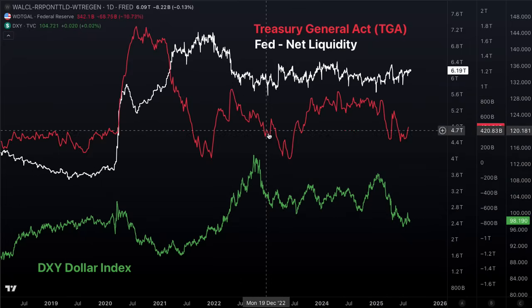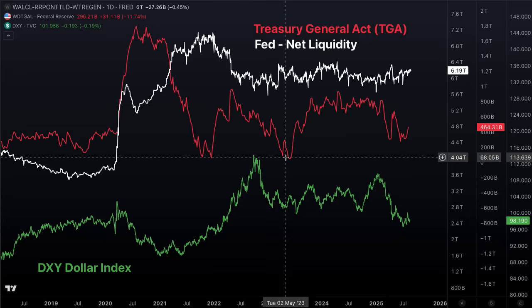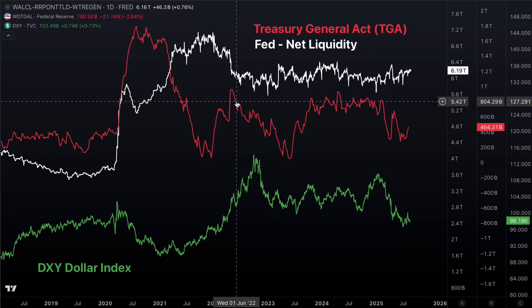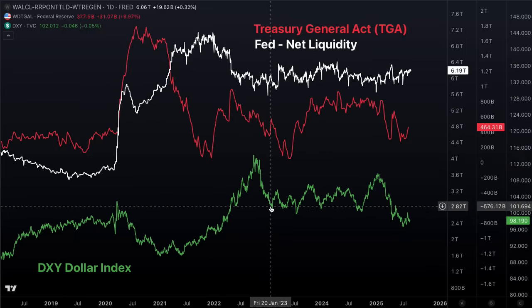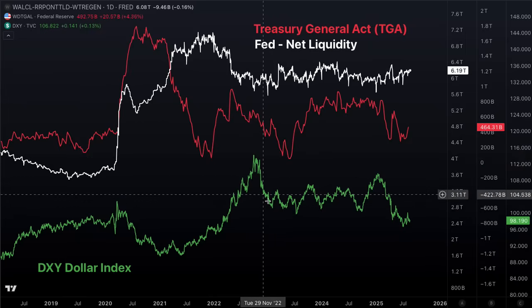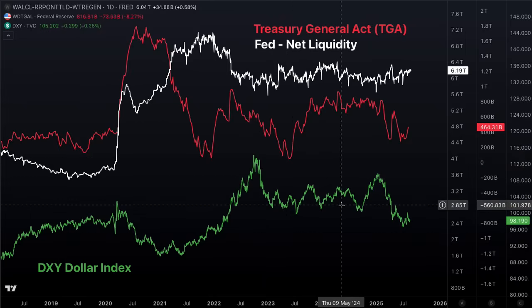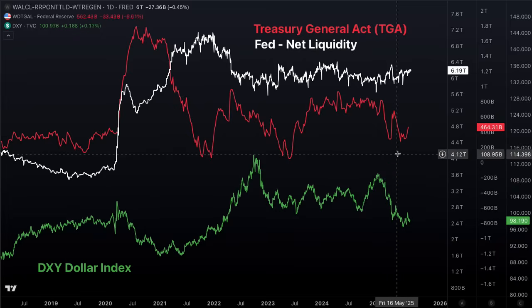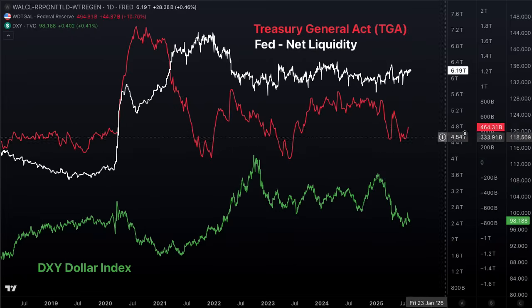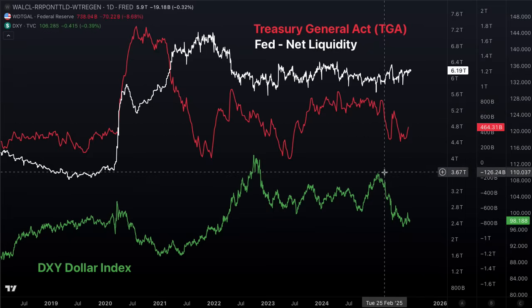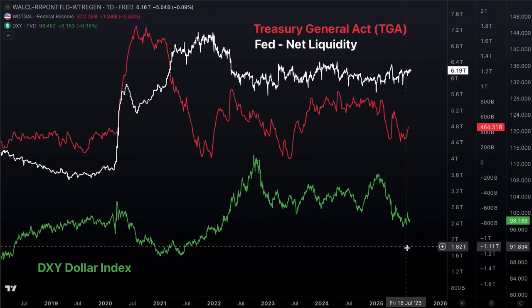And the opposite is also true. When the TGA is being run down and dollars are basically being injected into the system, dollar abundance, right? Dollar supply is increasing. Well, you see a weakening of the dollar, just like we saw here at the end of 2023 when Janet Yellen ran the TGA down. Well, why we're talking about the TGA is we know the Treasury has said we need to rebuild the TGA. It is only at 464 billion.